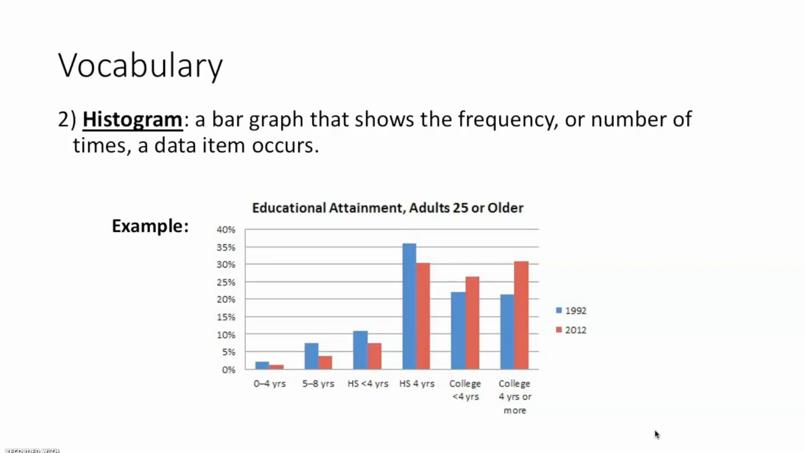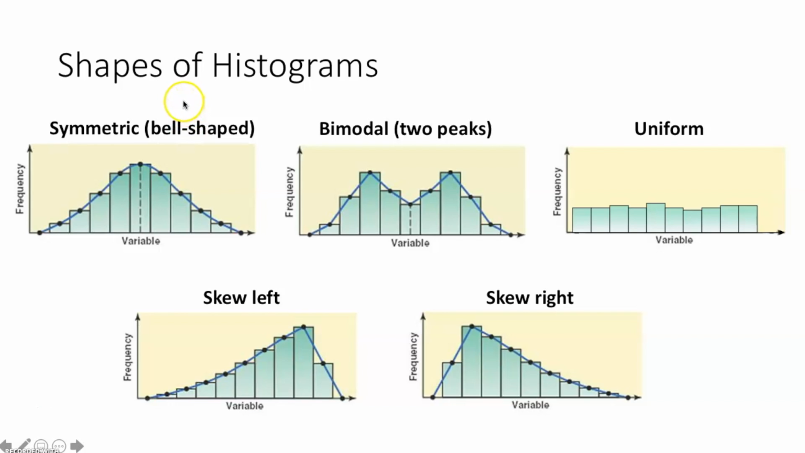data item occurs. So here you can see we have certain data items organized based on the amount of years that someone was educated. And with those years, on this side, we have the percent of the population surveyed that fall within those categories. This will either be a percent or just a frequency number, just how many times did it occur. Now here's some shapes of histograms that I want you to memorize.